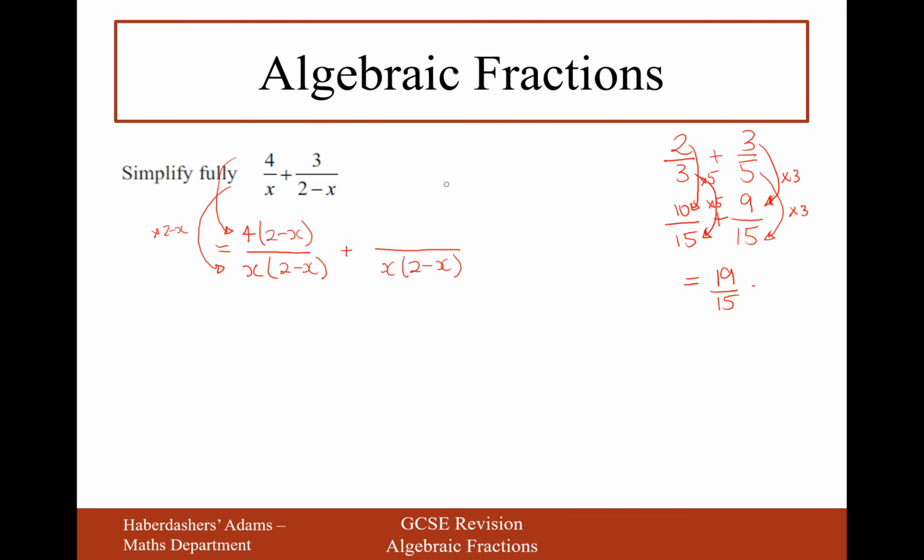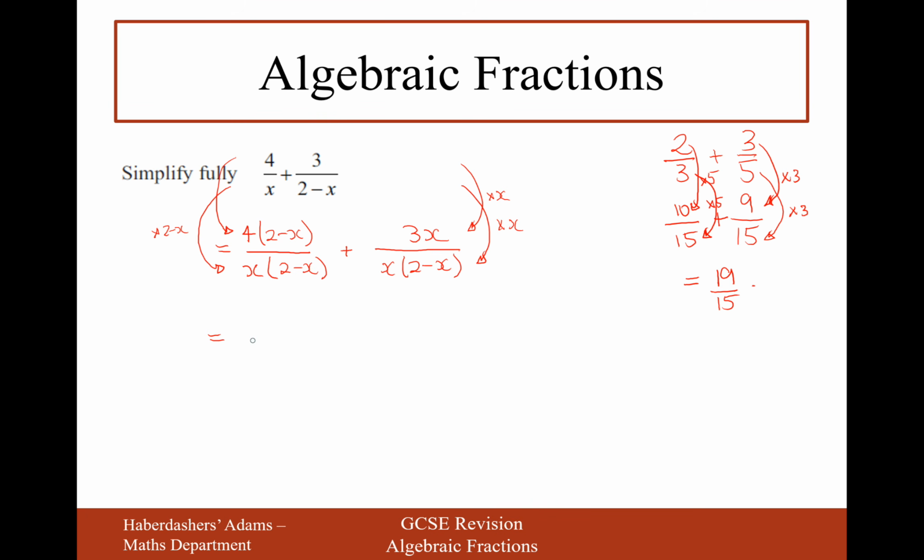And on the second fraction, I've multiplied the denominator by x to turn it into x(2 minus x), because it already had the 2 minus x on it, so it's only been multiplied by an x on the denominator. So that's what I'll need to do to the numerator as well, multiply by x. So it's now going to be 3x on the numerator.